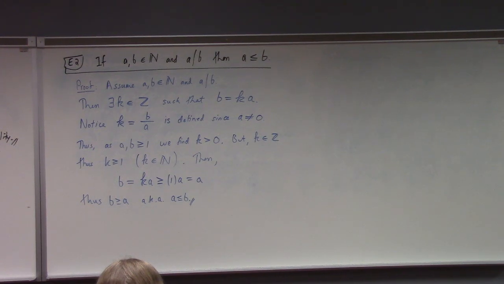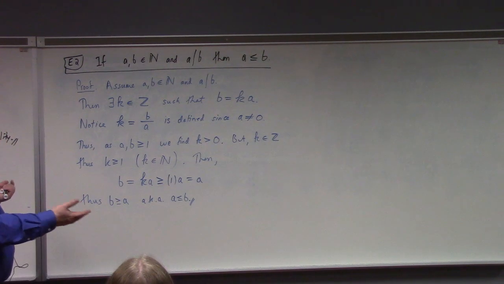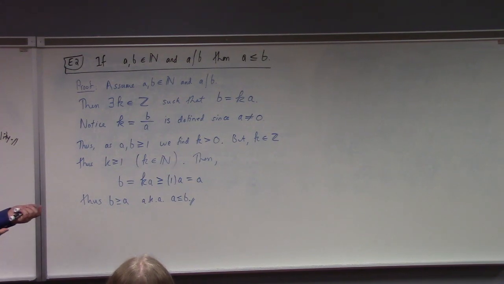Now you might say, well, this is obvious, right? I mean, come on. If A divides B, that means B is a multiple of A. Of course, B has to be larger than A, or equal to it, right? That's true, but now we proved it, right?